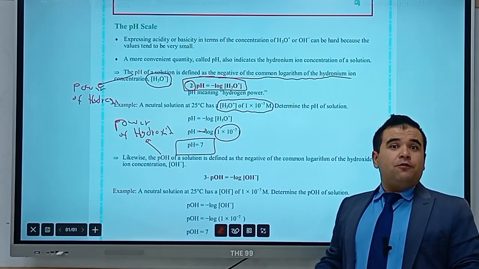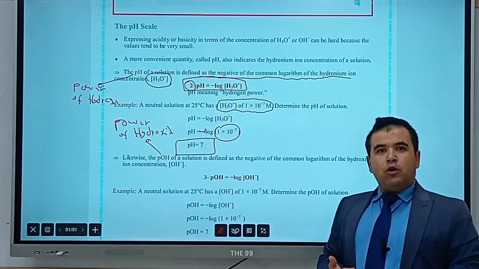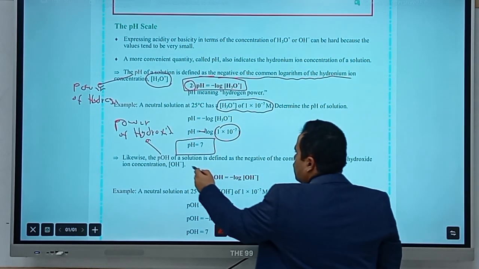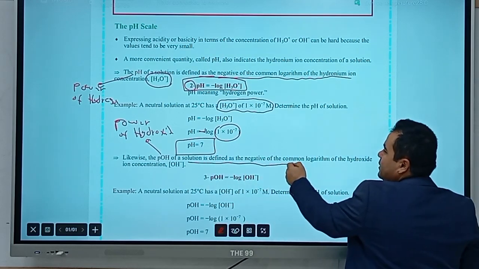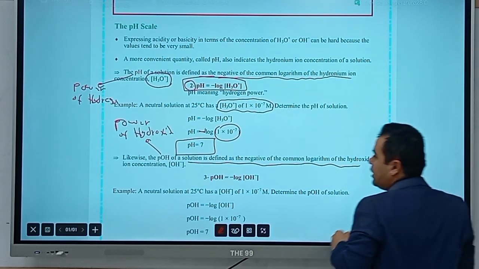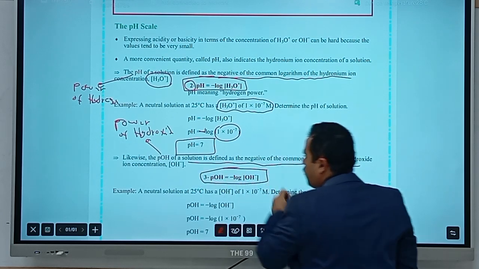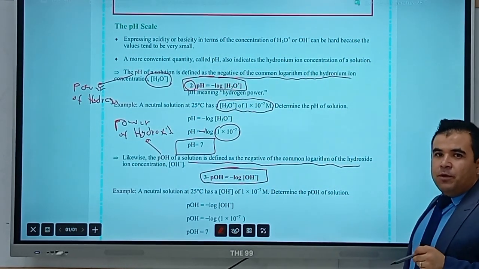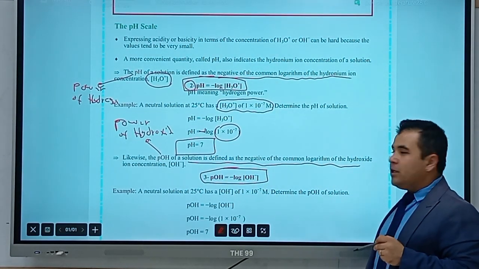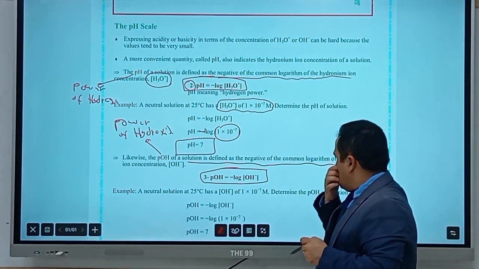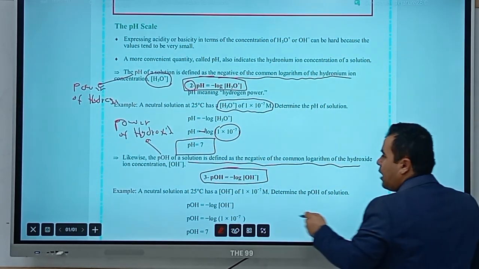But directly from which value can we calculate the pOH? From the hydroxide concentration. So it's defined as the negative of the common logarithm of hydroxide concentration, and this is the third equation which must be memorized to calculate the pOH of the solution through the hydroxide concentration: minus log of the hydroxide. Here we have got an example.